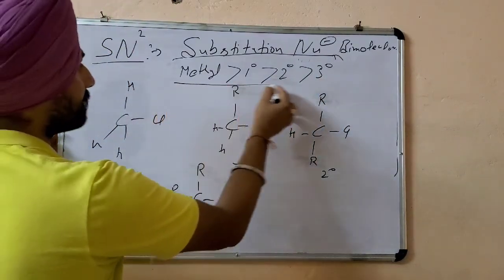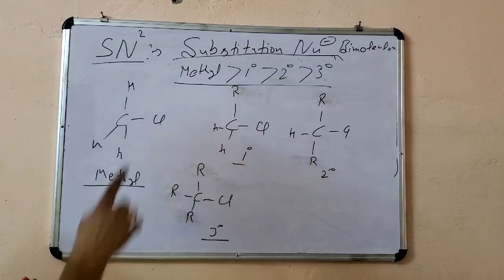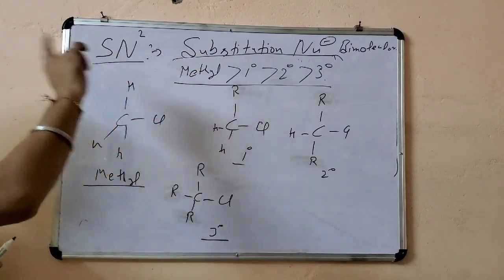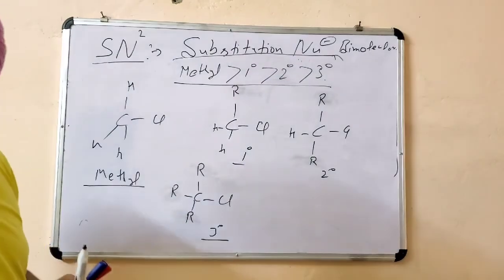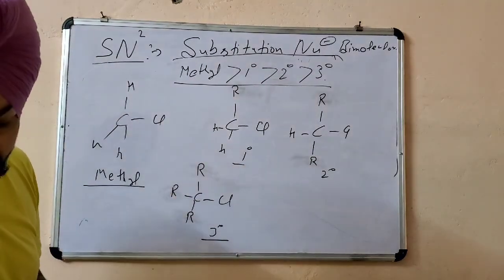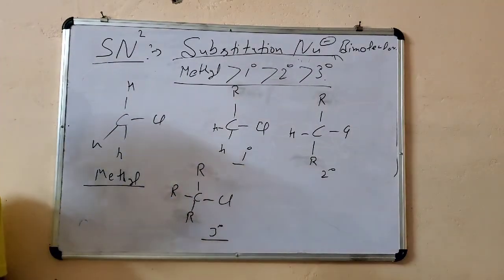This is the order for the substitution nucleophilic bimolecular or SN2 mechanism. Second one is strong anionic nucleophiles speed up the reaction.